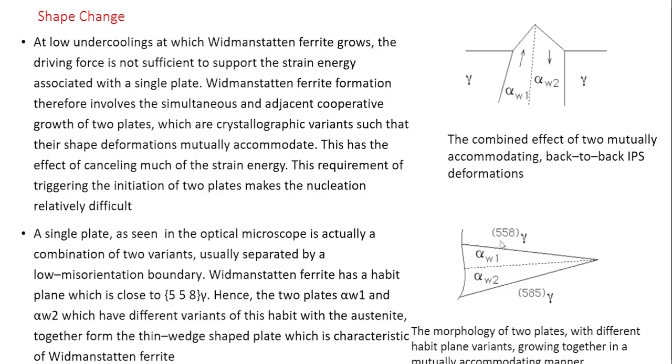So this particular plate has got a planar orientation. That means the plate is parallel to a crystallographic plane 558 of austenite. The associated adjacent plate, which is alpha W2 here, has got a crystallographic orientation of 585 of austenite.